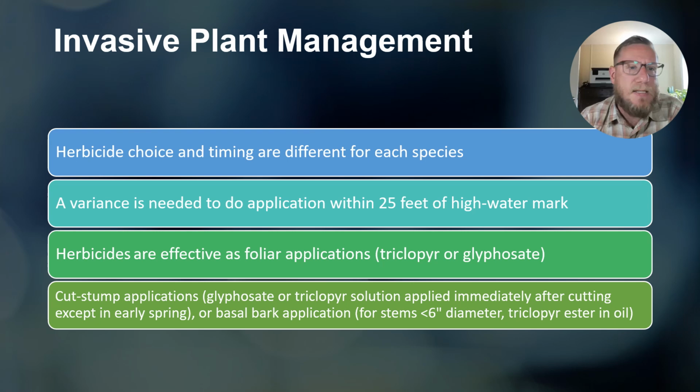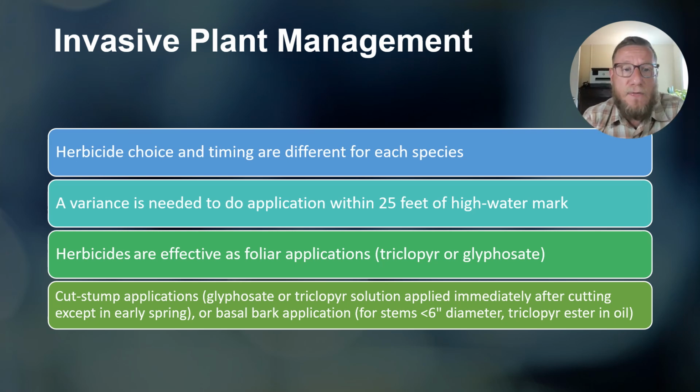But some things we need to consider: our herbicide choice and timing are different for each individual species. So really thinking about that plant phenology. And also, when are these plants producing seeds? When are they translocating and taking resources down to their roots, and also when do they flower and when are our pollinators active? So things like that.